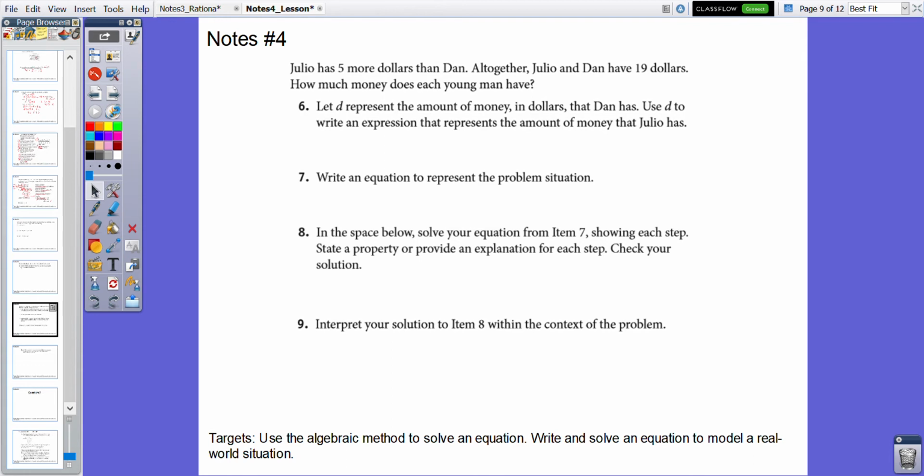Don't forget, your homework the last time was to write and solve equations justifying each step with a property of equality like we saw on Delta Math. So if you have questions on that, make sure you send them to me. But let's go ahead and get started.